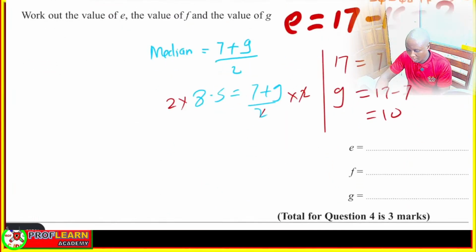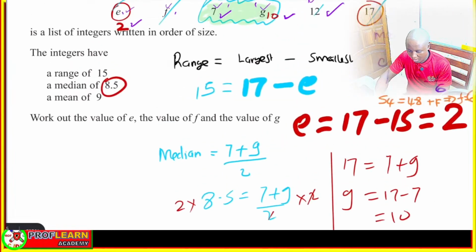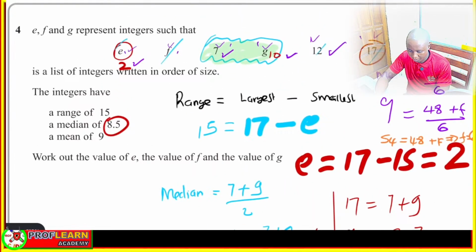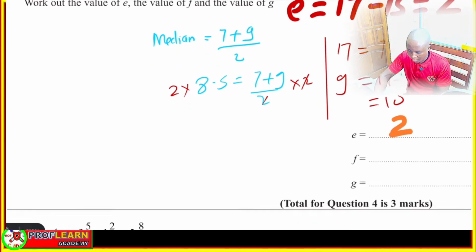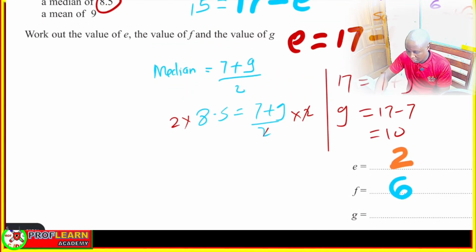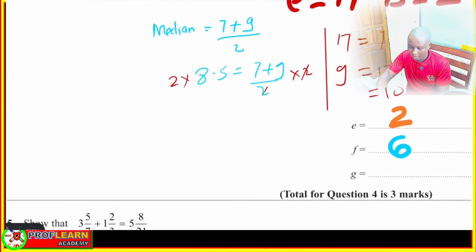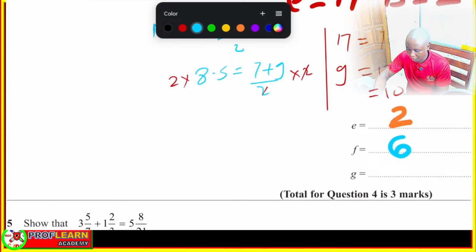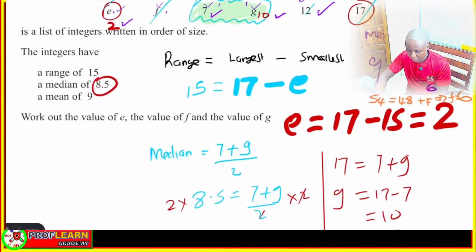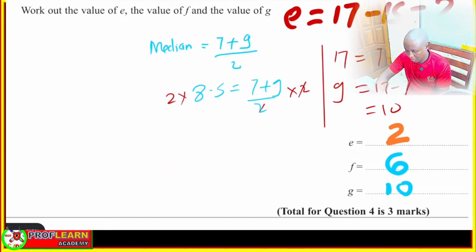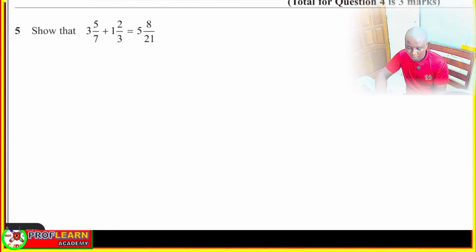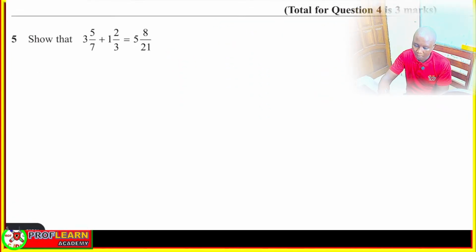So we can go here and say our E was 2. Our F is 6. And our G was our beautiful 10. So that was what we are supposed to have at that point. So basically that's what you're supposed to do in such kind of a scenario.